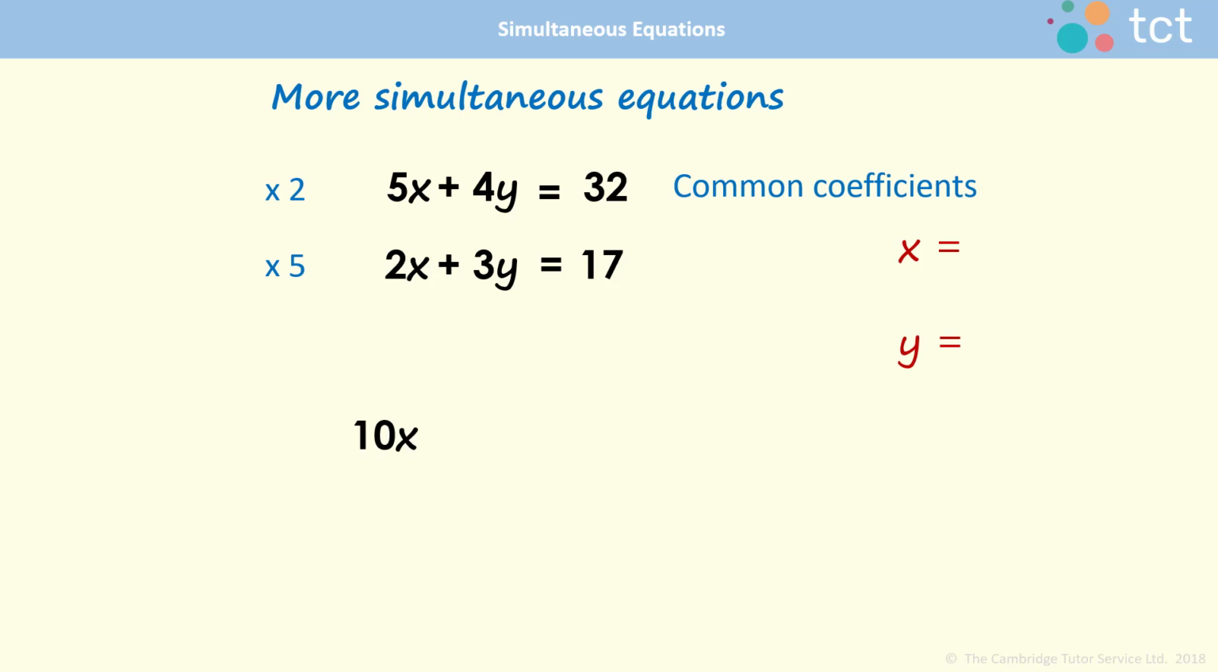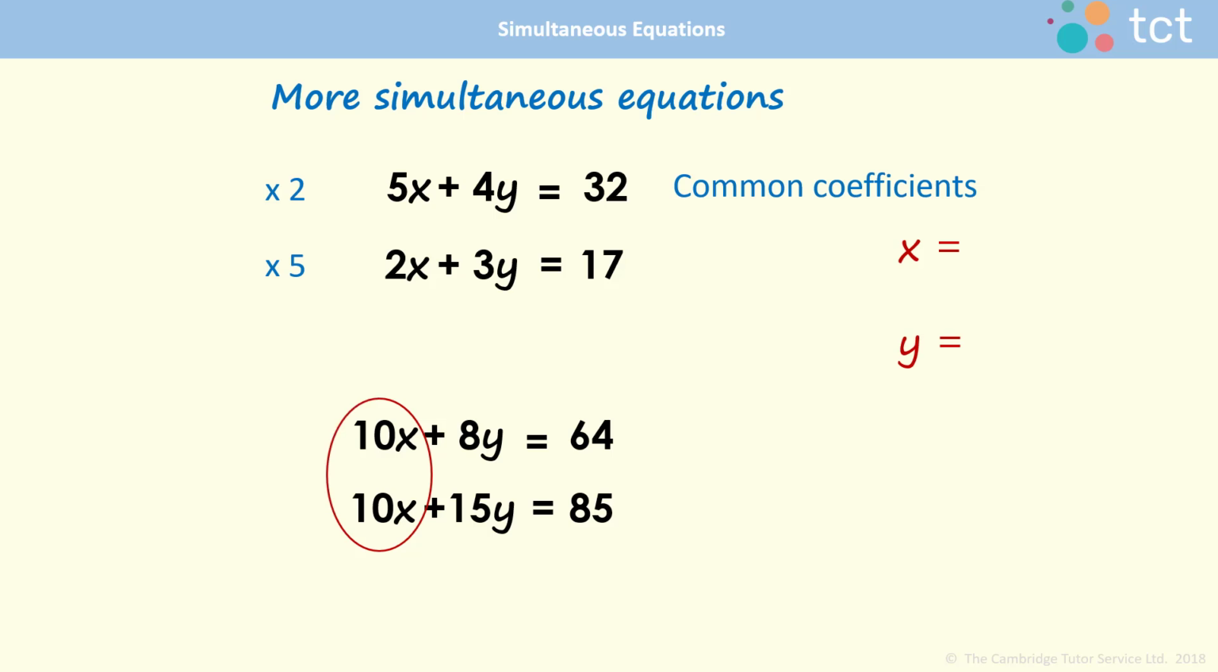So for the top one, if I multiply everything in that equation by 2, I now have 10x plus 8y equals 64. And for the bottom equation, if I multiply everything by 5, I have 10x plus 15y equals 85. Now for the x's, the coefficients are the same, which means I can subtract, which will help me to identify what the y's are. What you've probably noticed here is that we have a smaller number subtract a bigger number.